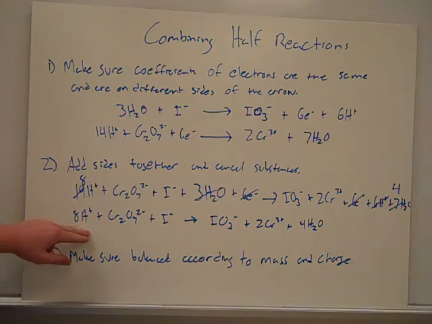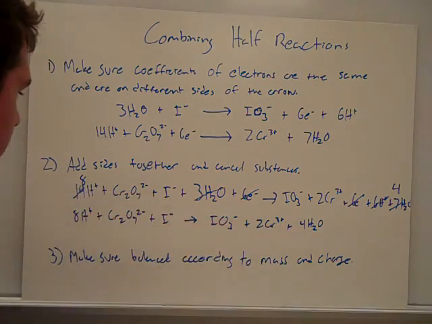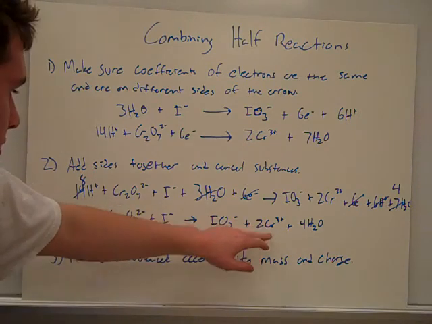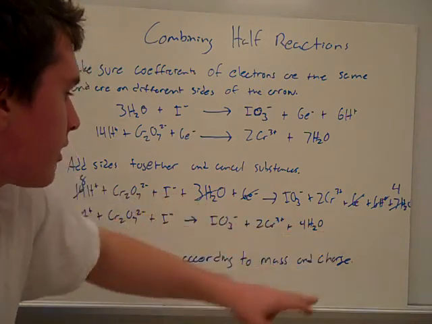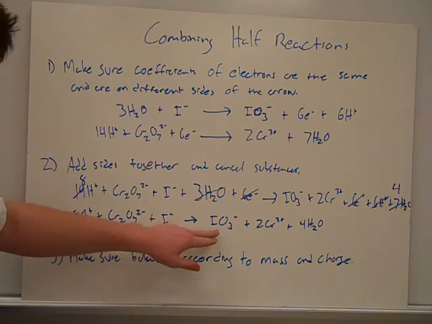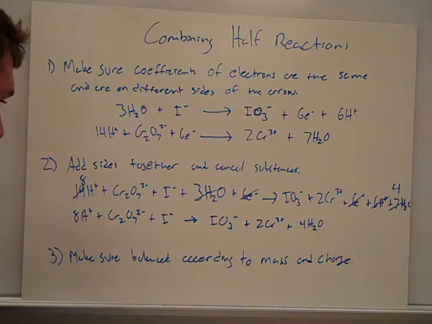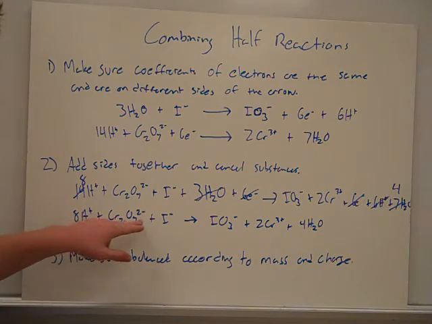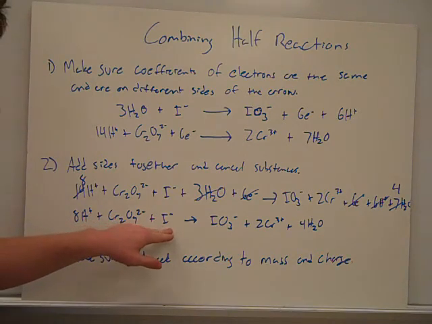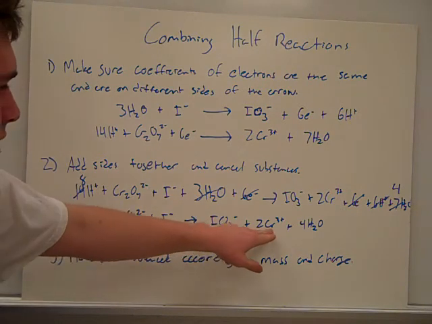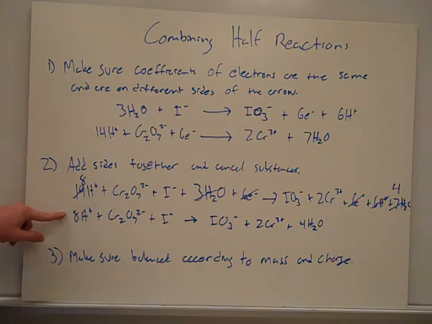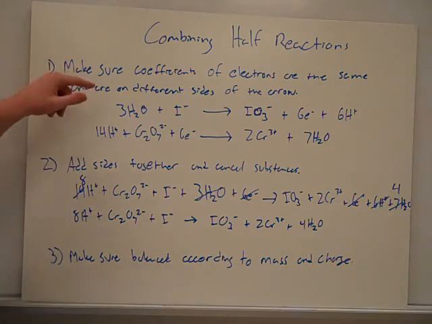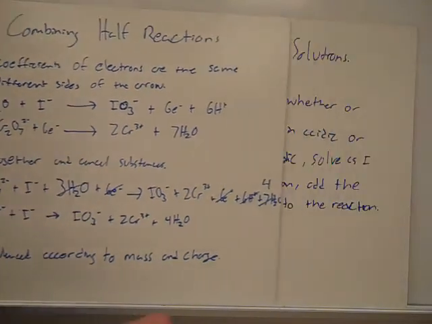So we got 8 hydrogens over here, 8 hydrogens, 4 times 2. We got 2 chromiums, 2 chromiums. We got 7 oxygen. You got 3 oxygen here, plus the 4 oxygen from the water, which gives you 7. You got 1 iodine, 1 iodine. Mass is good. Let's check charge. 8 plus, minus 2, you get 6 plus, minus 1, you're at 5 plus. Here we got 1 minus plus 6 gives you 5 plus as well. You're good. You know that this is the correct redox reaction from the beginning equation we started with.